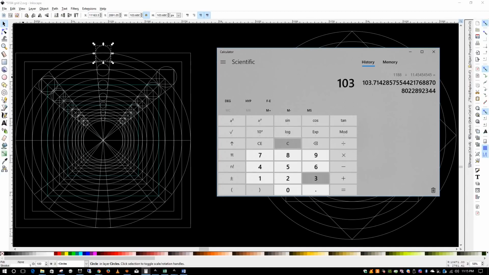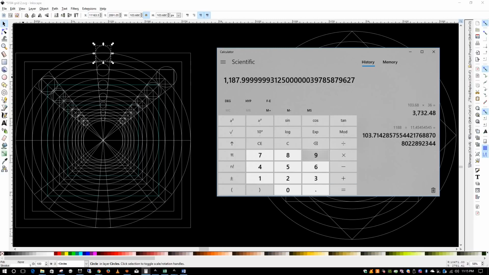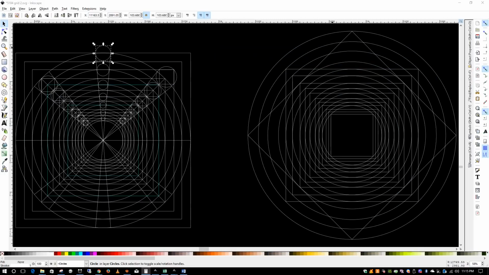So 103.68 times 36, 3732.48, and if I divide that by pi, I should get something close to the 1188. So if I divide that by 0.141882, I get 1188. So without using pi and using that ratio, you can get that.